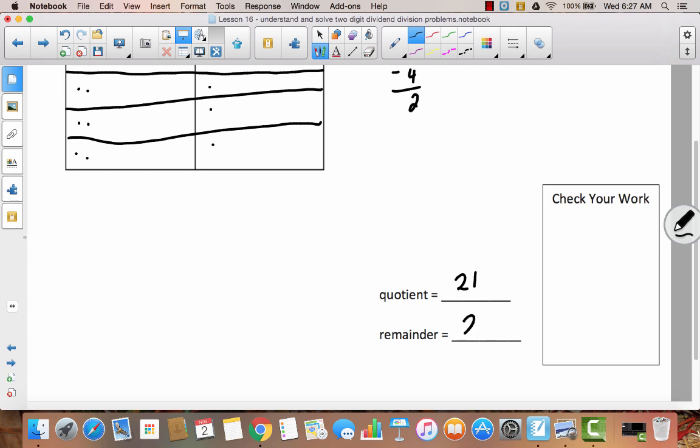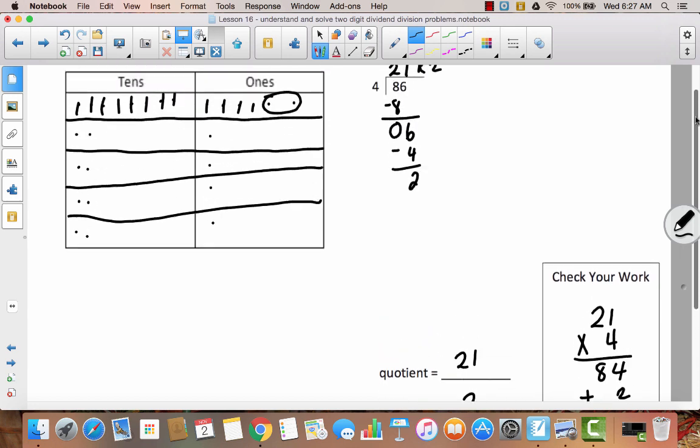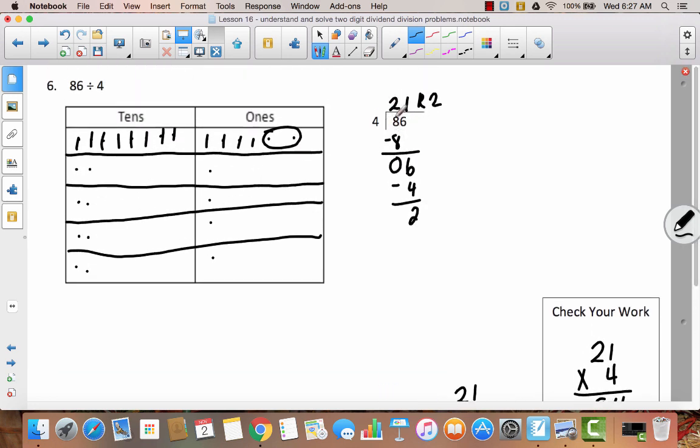21, remainder 2. So my answer, or my quotient, is 21. I was dividing by 4, so I'm going to multiply by 4. That gives me 84. And then I'm going to add my remainder of 2. That gives me 86. So my answer is 86. When I look up here, my total was 86. So that means that my work is correct.